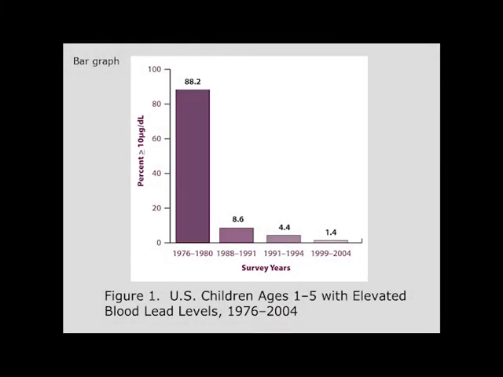We can use bar graphs again to show trends over time. So this is looking at elevated blood lead levels of children in the US. So lead was banned from gasoline in 1976. And so we see, as we've banned lead from gasoline and paint and things like that, the amount of lead in children's blood has gone down dramatically. So we can show this trend by using the bar graph.